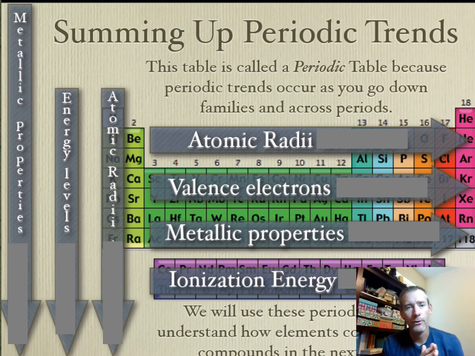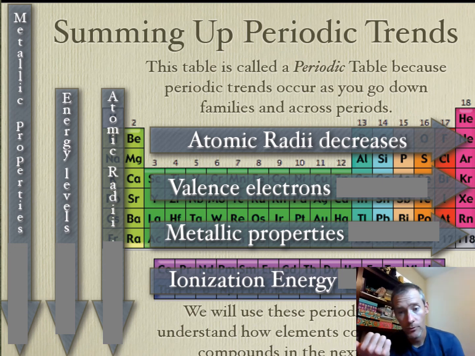All right, so just a quick sum up. As you go down the group, metallic properties increase, energy levels increase, atomic radius increases. Those three things. As you go to the right towards the nonmetals, atomic radius decreases, valence electrons are increasing, metallic properties are decreasing, and ionization energy is increasing.